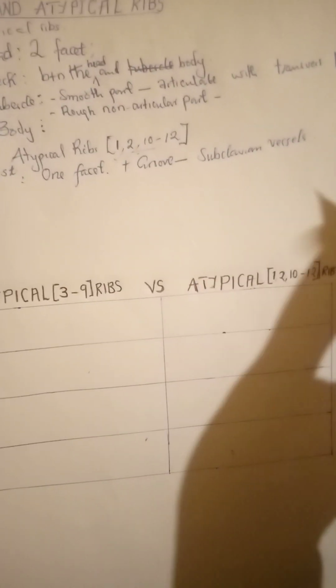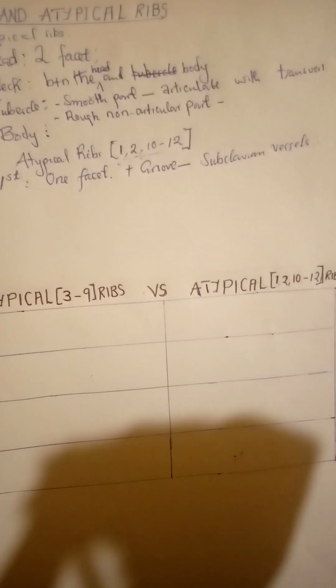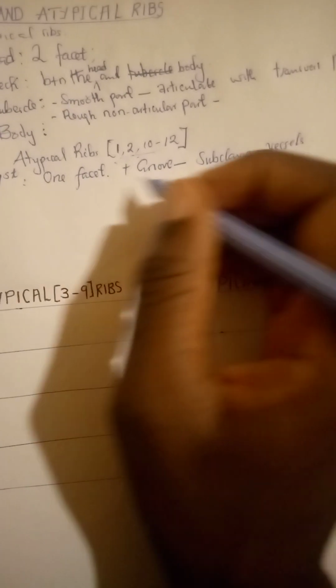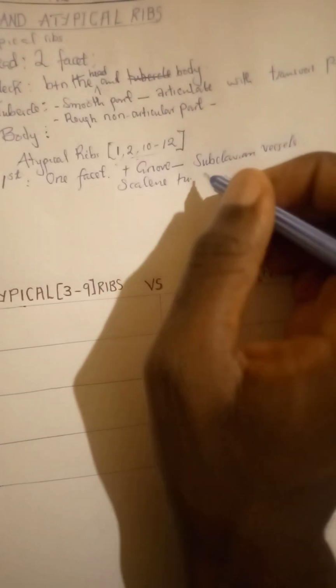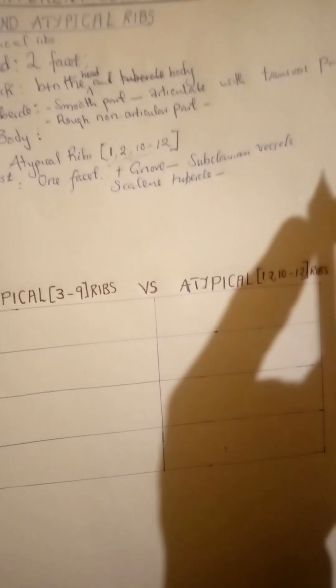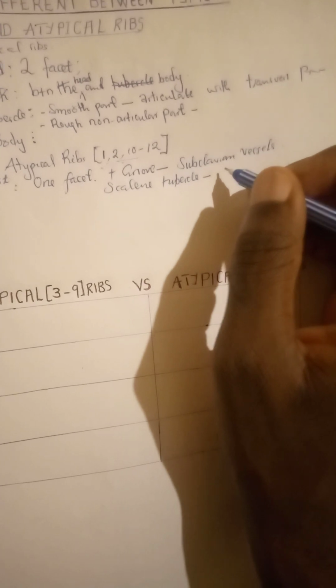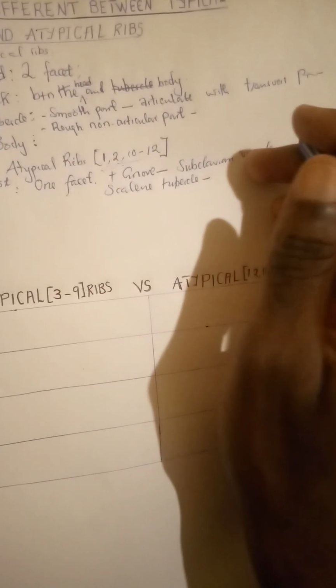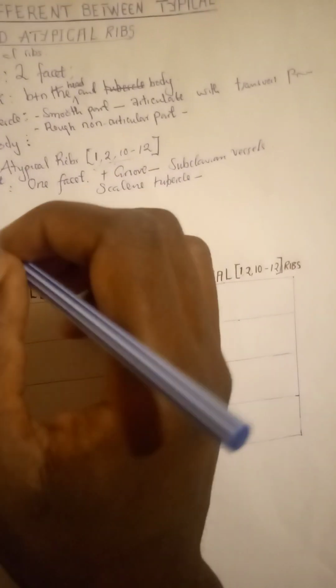It also has a scalene tubercle, and this scalene tubercle basically provides attachment for the scalene muscle. So we are done with the first rib.